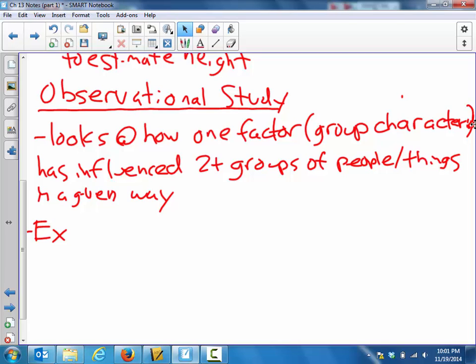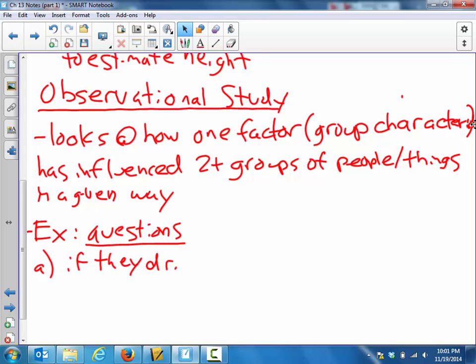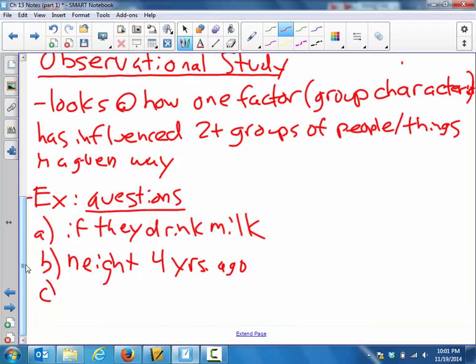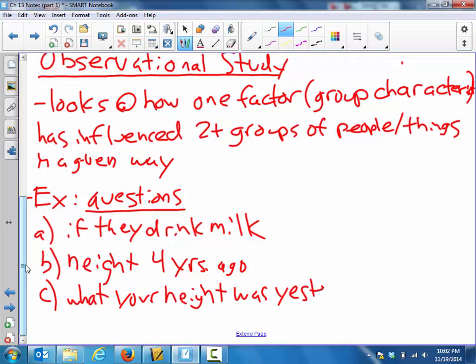If I go to the cafeteria during a lunch, and ask students, my questions are the following. A, I ask them if they drink milk. B, I ask them what their height was 4 years ago. And I also ask them, C, what your height was yesterday.